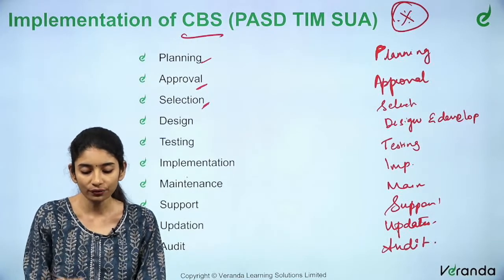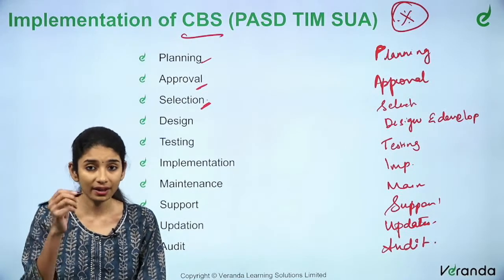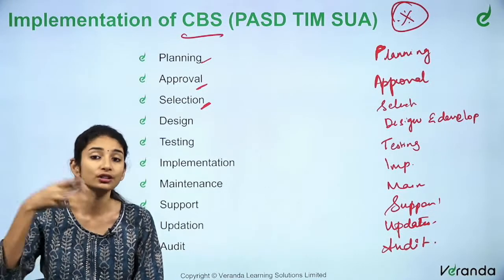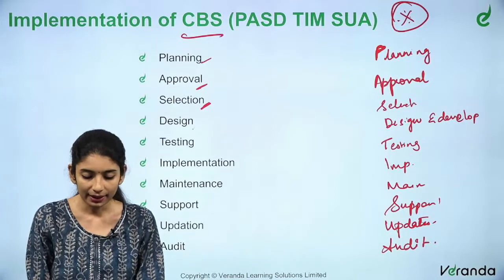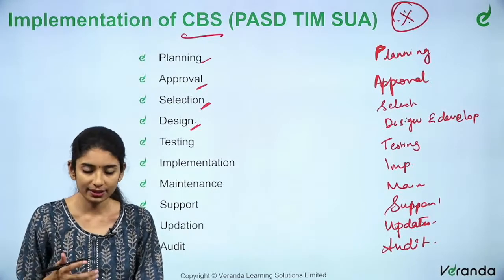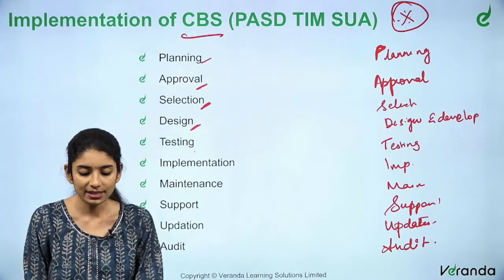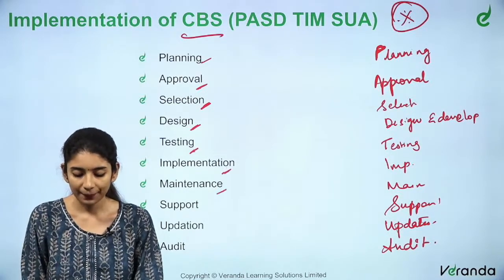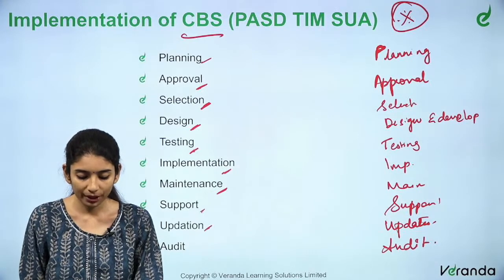Select the best model. There are various CBS, right? Finacle has, Oracle has, there are other CBS also. Select which model is best suited for your bank. Design and develop, or buy it. Testing: I need to test it for the transaction, and implement it in my bank. Maintenance, support, updation and audit.